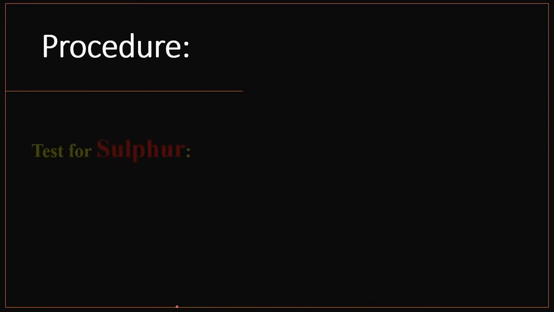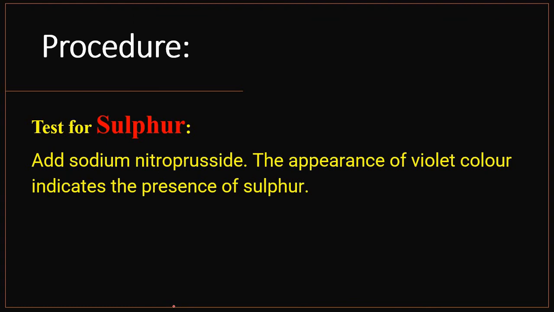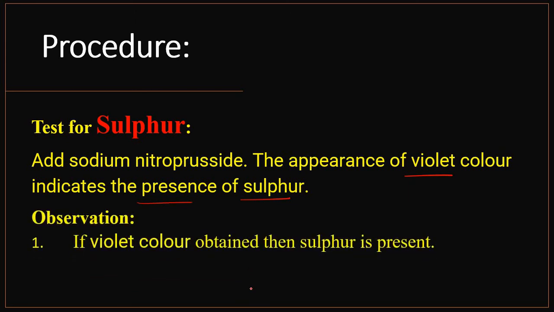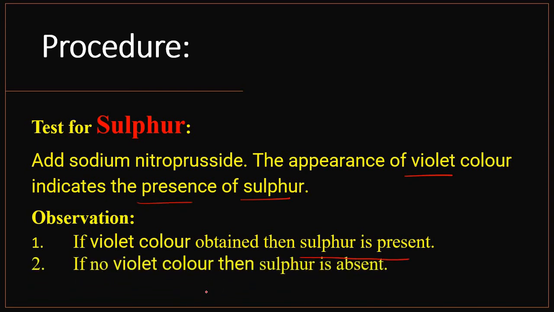We'll see the procedure for the test for sulfur. Add sodium nitroprusside. The appearance of violet color indicates the presence of sulfur. So sulfur is confirmed by the appearance of violet color. The observation is again, if violet color is obtained, sulfur is present, and if no violet color, the sulfur is absent. In this way, you can determine the different elements present in an organic sample.